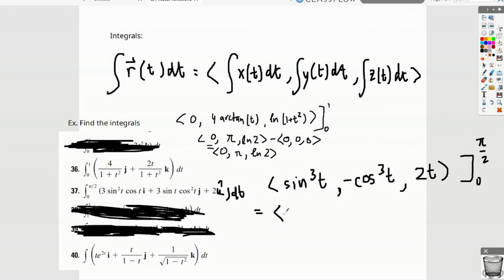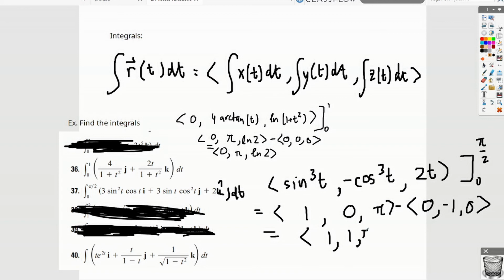And then this is equal to sine to the third. Sine of pi over 2 is 1. Cosine of pi over 2 is 0. And then that's pi. Minus sine of 0, 0. Cosine of 0 is 1, but it's negative, so negative 1. And then 2 is 0. So this is equal to 1, 0 pi minus 0, negative 1. It's 1, 1 pi. And that is the answer to the question.